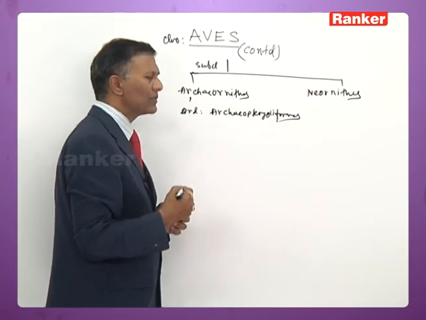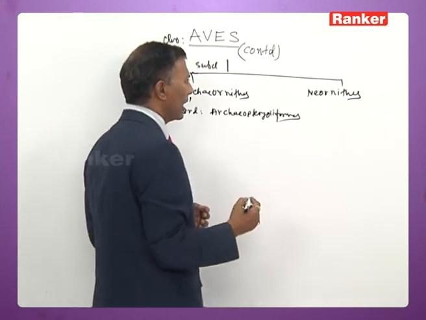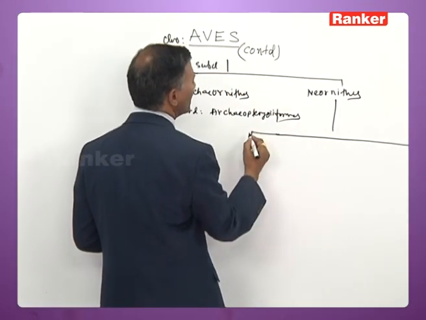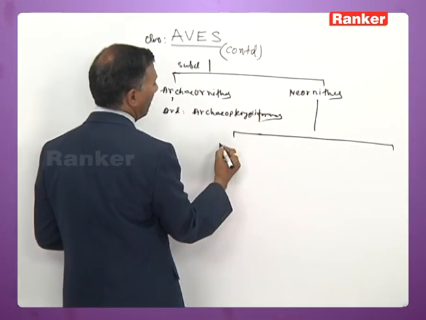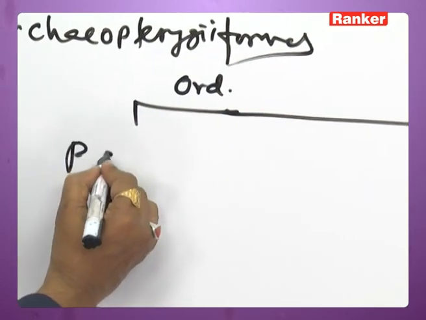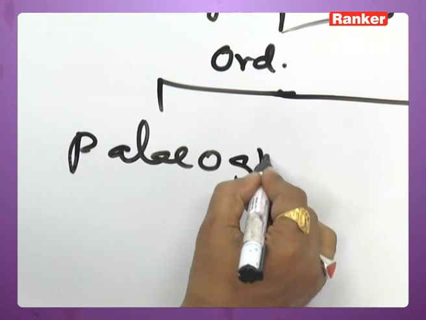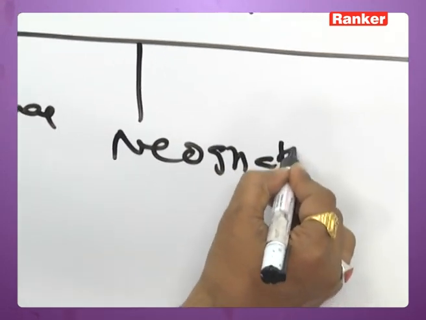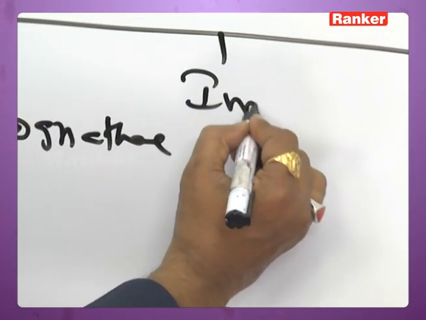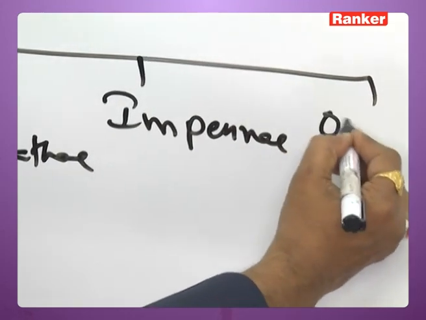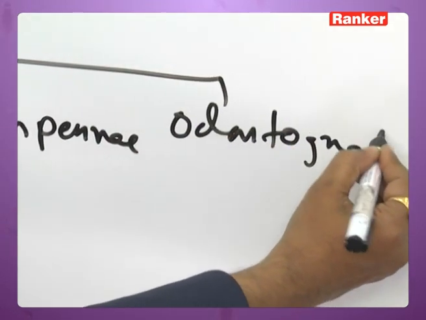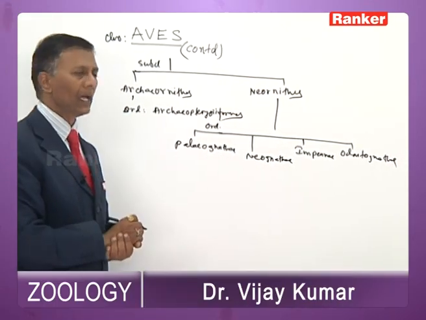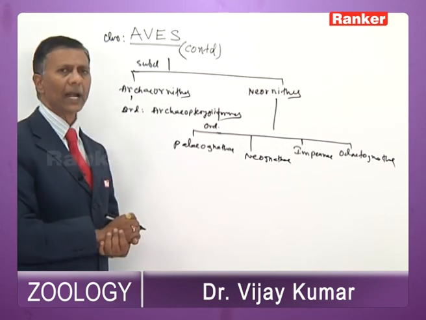There is a single order under this, which is called Archaeopterygiformes. Subclass Neornithis is divided into order Paleognathae, order Neognathae, order Impennae, and order Odontognathae. Divided into orders Paleognathae, Neognathae, Impennae and Odontognathae.